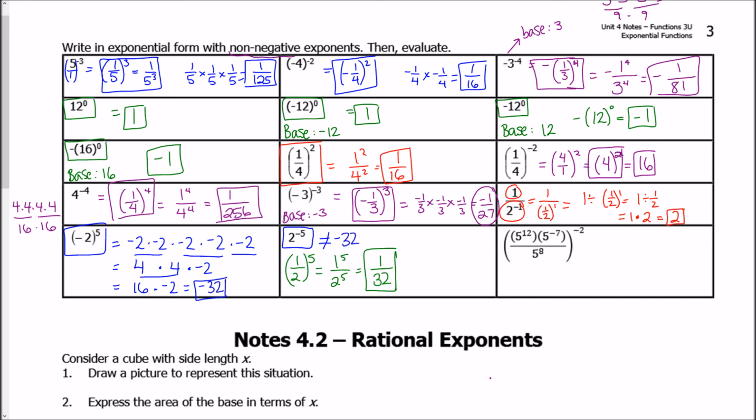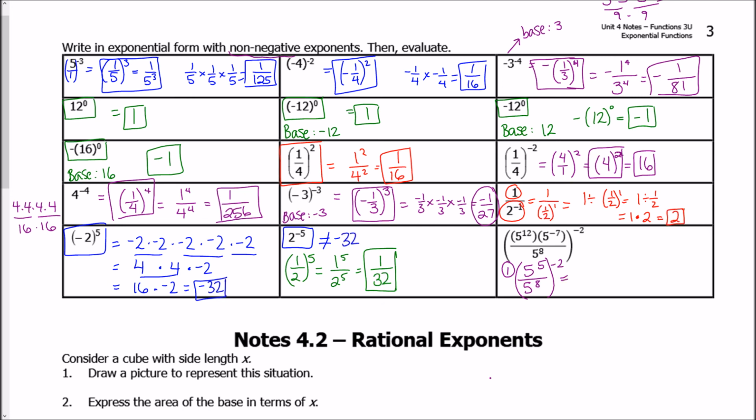Okay, last one. We're going to evaluate this a couple different ways. So the first method that we could figure this out is just to work from the inside out. So 5 to the power of 12 times 5 to the power of negative 7, I have multiplication, so I'm going to add my exponents here. So I end up getting 5 to the power of 5 over 5 to the power of 8, all raised to the power of negative 2.